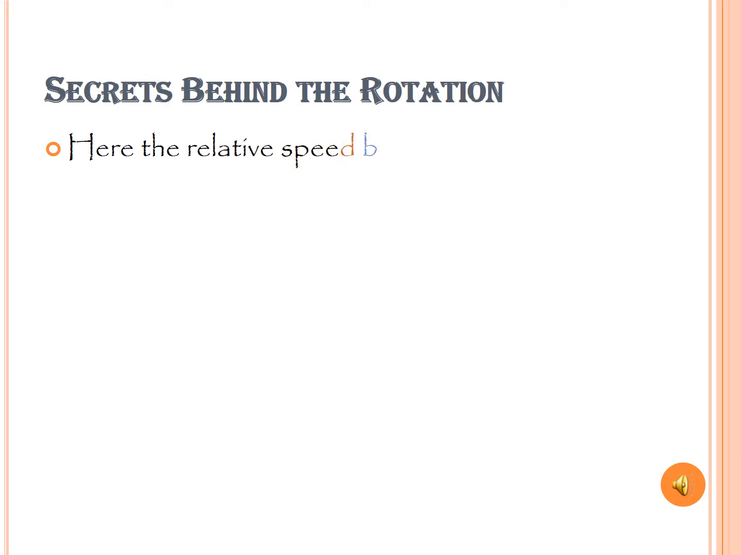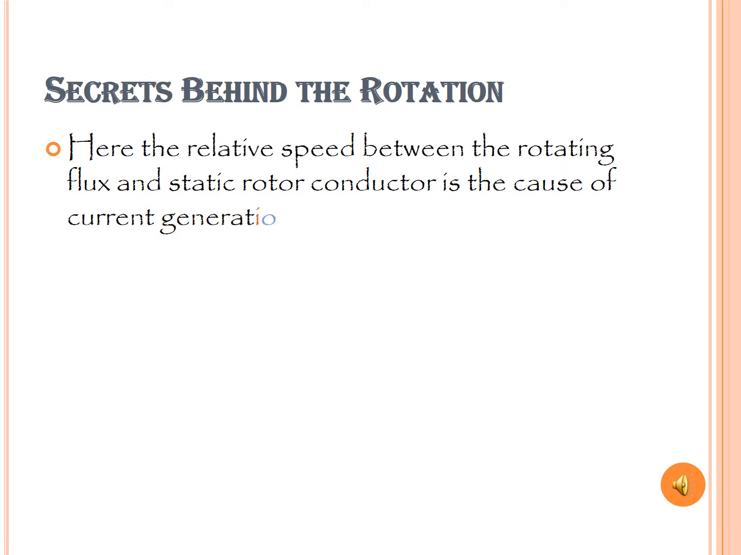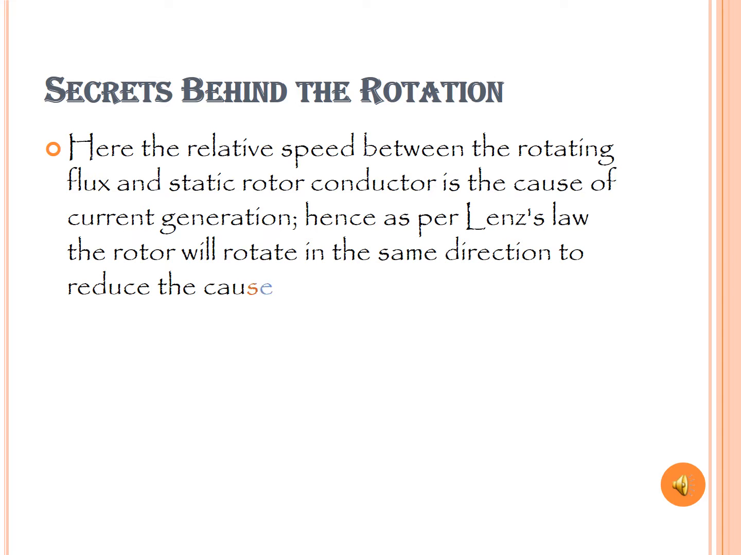Here, the relative speed between the rotating flux and the static rotor conductor is the cause of current generation. Hence, as per Lenz's law, the rotor will rotate in the same direction to reduce the cause, the relative velocity.